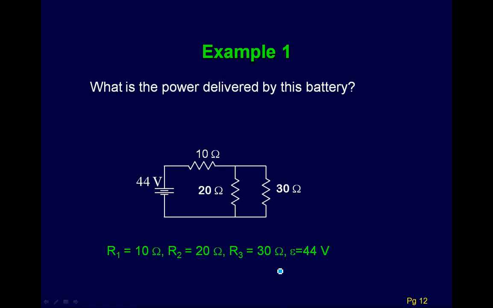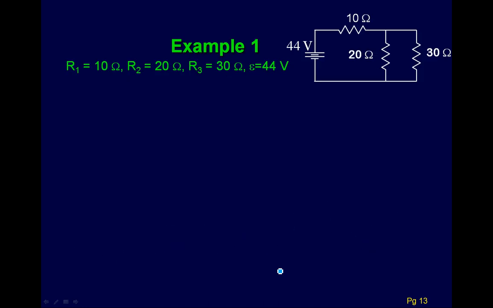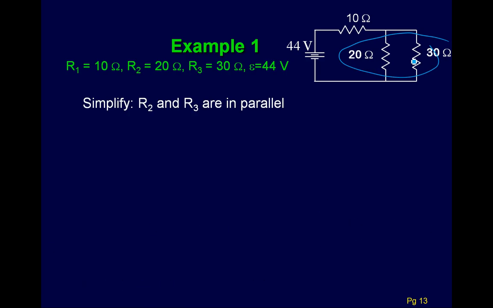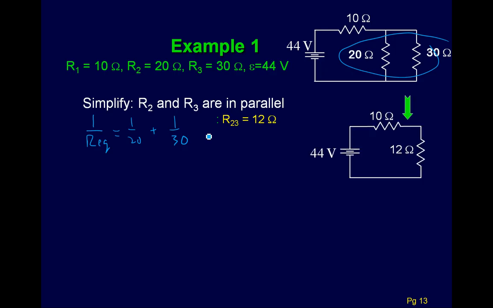Okay, so here we have a circuit. We want to find the power delivered. So the first thing we're going to do is find the equivalent resistance of this circuit. If you look here at this picture, the two guys, the 20 and the 30, are in parallel. So I'm going to start there. R2 and R3 are in parallel, and so I use the uglier equation. R equivalent is 1 over 20 plus 1 over 30. And if you solve for this, you should get that it comes to be 12 ohms. So I can replace those two resistors with one that's 12 ohms.